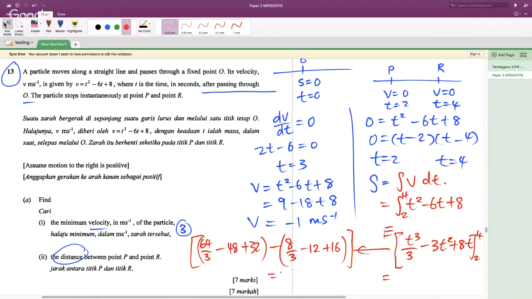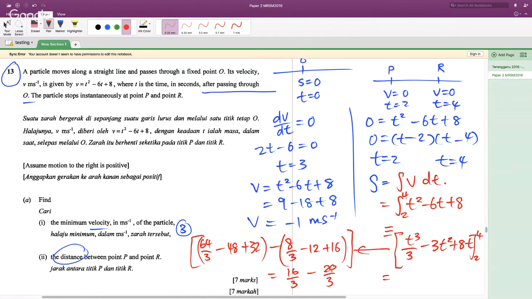All right, and then I use the calculator to do the math. Okay, 64 over 3, negative 48 plus 32. You should get negative 16, if not mistaken. The first one you will get 16 over 3, minus the second one, 8 over 3 plus 4. So you get minus 20 over 3. So your final answer should be negative 4 over 3.